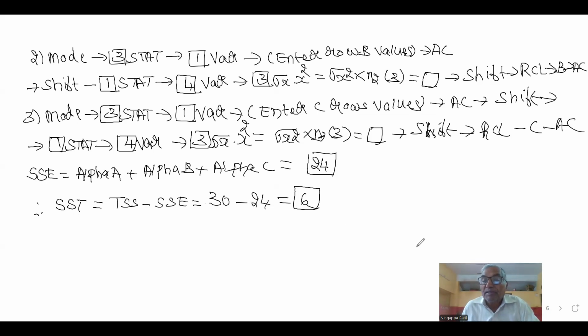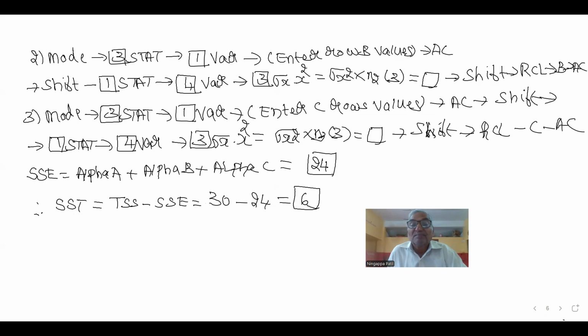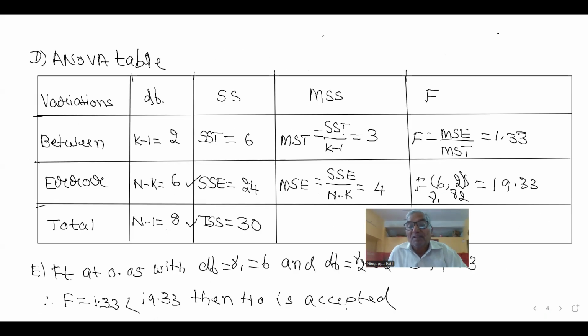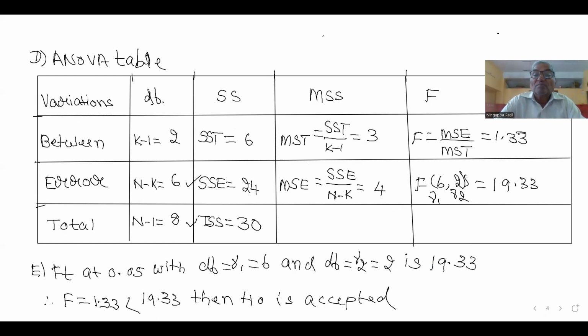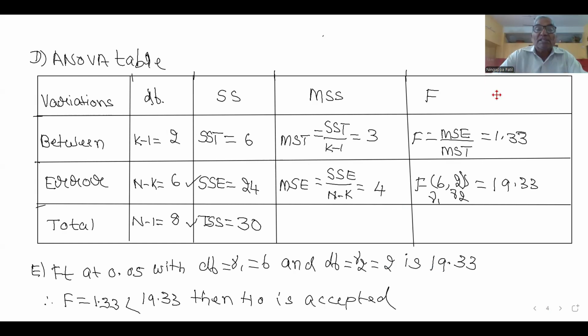Now, look here, my dear students, you got all the values. Then you go to the table again and make the calculation. Yes, my dear students, look here: SST is 6, SSE is 24, and TSS is 30.